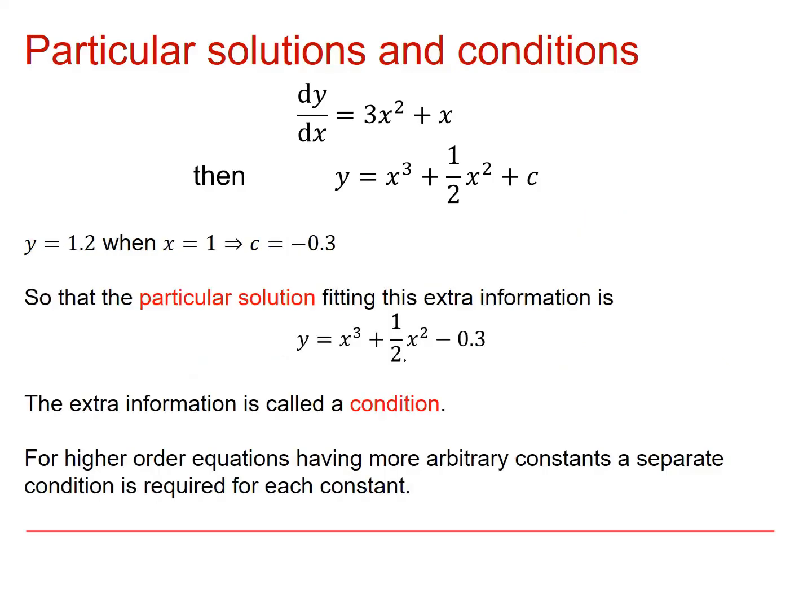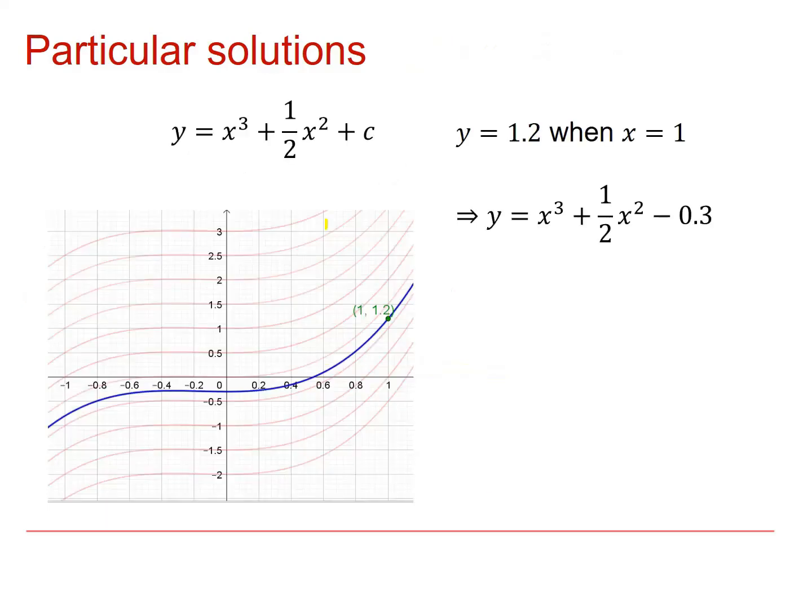Okay, there's that rewritten for you. There's our particular solution, and there's just emphasizing that the arbitrary constants will need separate conditions, one for each constant. Okay, so back to the family of curves, and there is our particular solution highlighted in blue going through the point 1, 1.2.